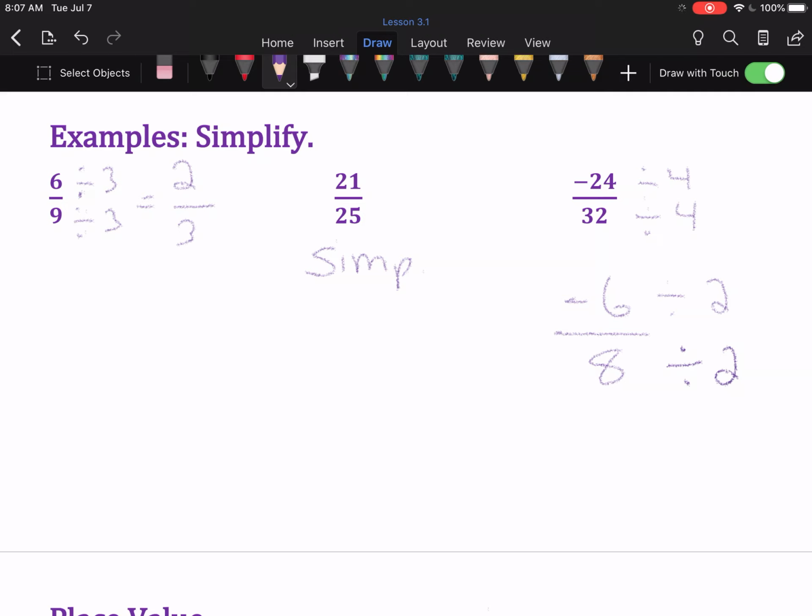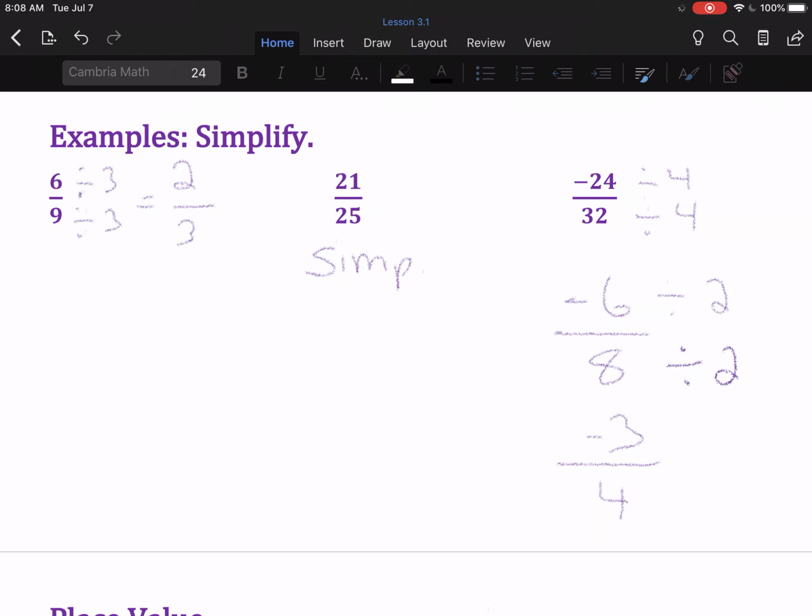Can you simplify a fraction in multiple steps? Absolutely. Negative 6 divided by 2 is negative 3. 8 divided by 2 is 4. Negative 3/4 is the simplified version. The greatest common factor here was 8. If we had divided both numerator and denominator by 8 at the beginning, it was one step. But if you don't see the GCF, it's not a big deal. You are allowed to simplify in multiple steps.